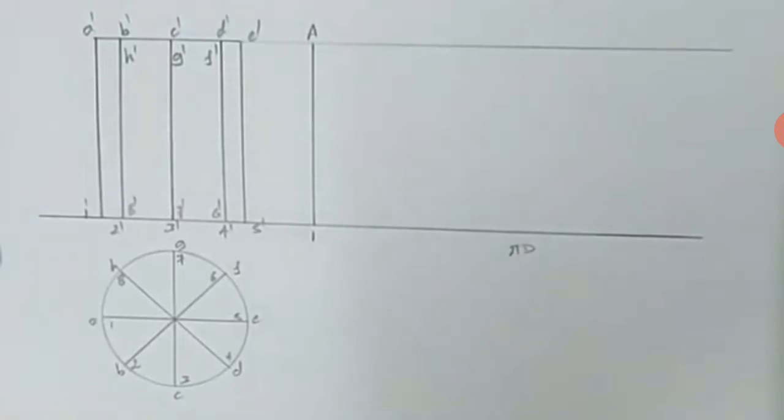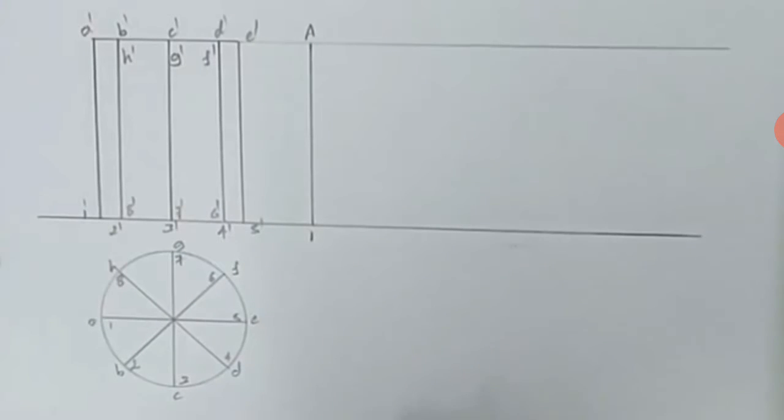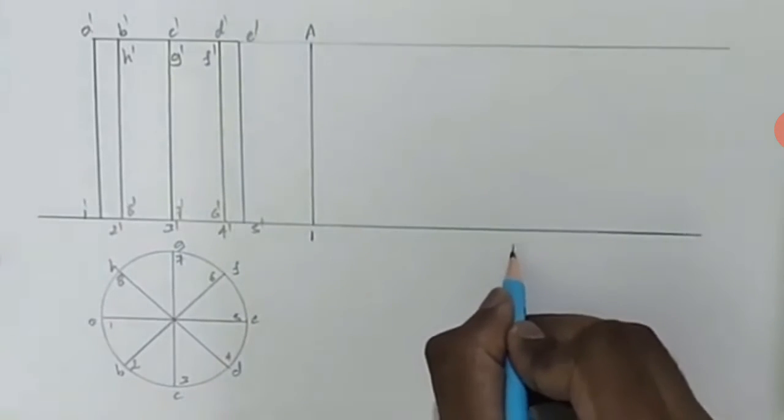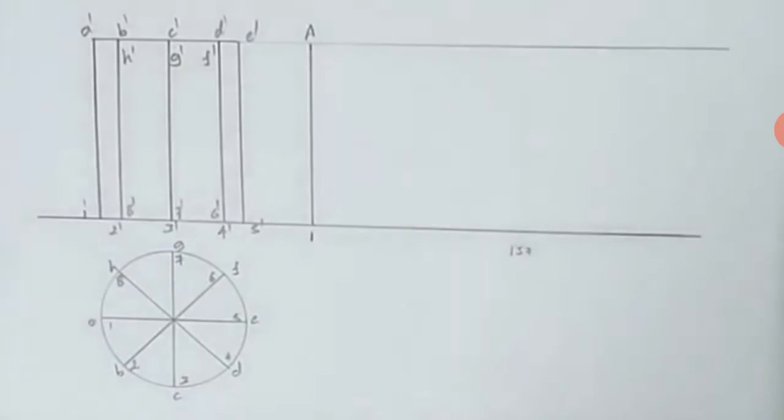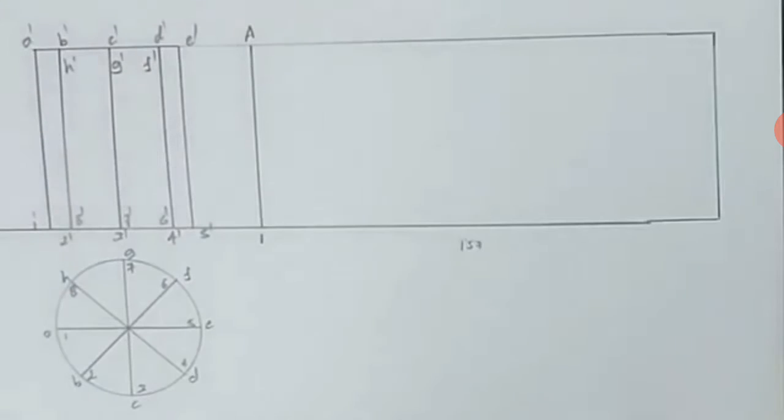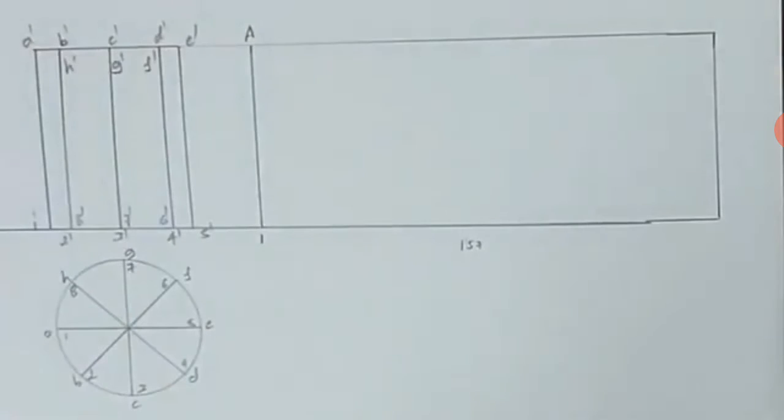The diameter is given as 50 mm, so the circumference distance is 157 mm with the help of the pi d formula. Take a 157 distance and divide it into 8 equal parts.